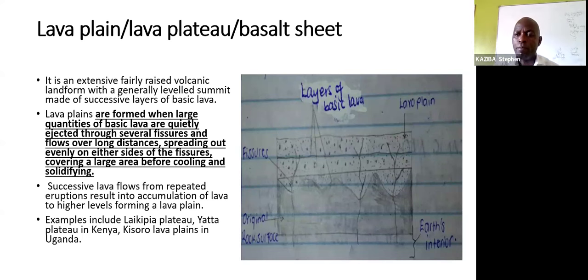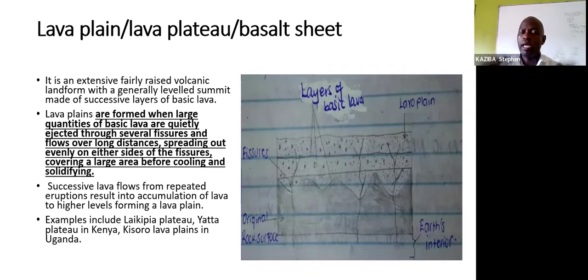of basic lava. So the nature of lava is basic. Are quietly ejected. So the nature of eruption is effusive eruption. Nature of passage is through several or numerous fissures. And because it is basic, it gets out and flows for a long distance before solidifying. So it doesn't happen once.